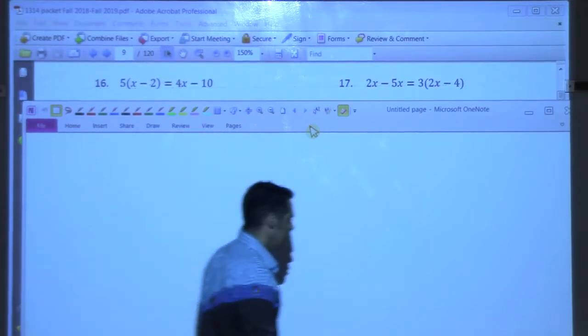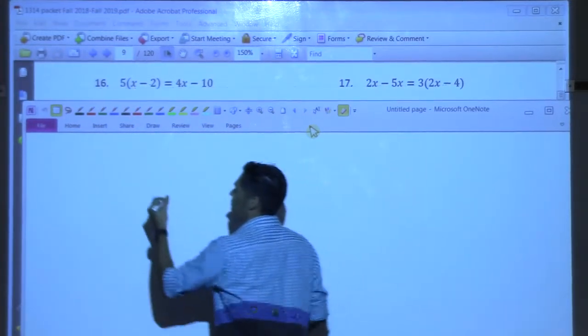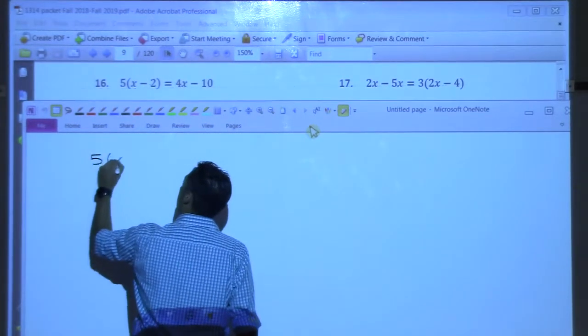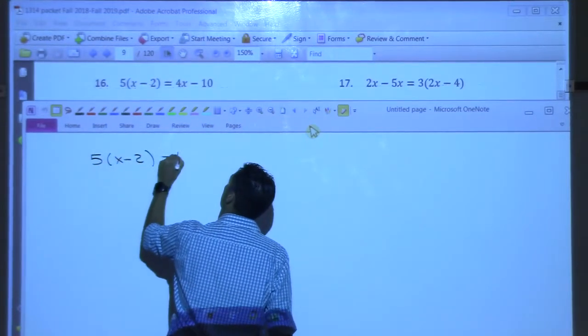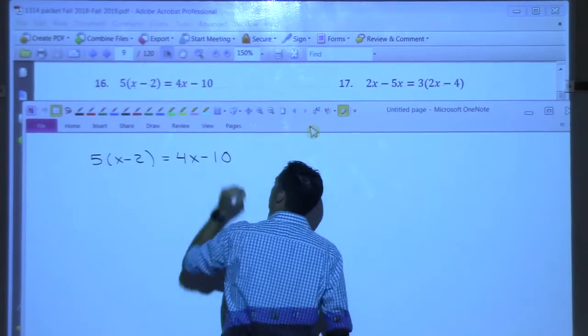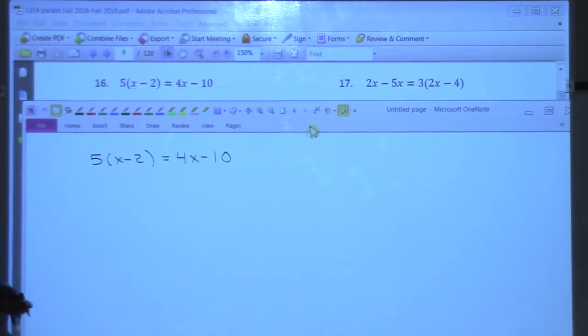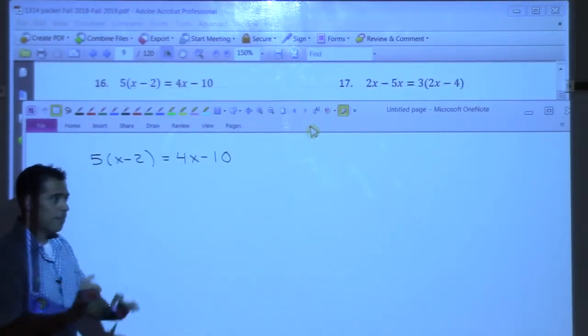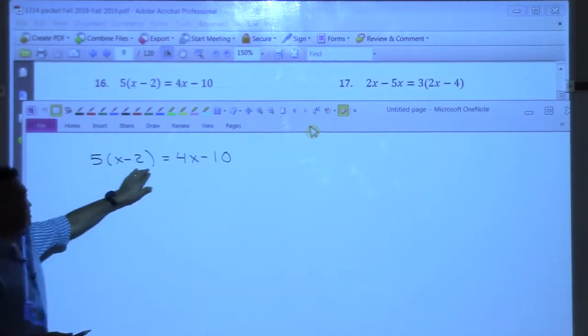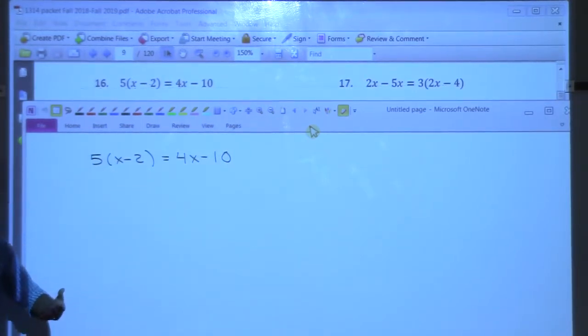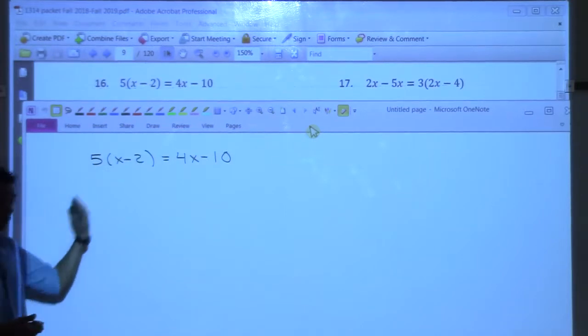What do you want to do first? Multiply the 5 times x minus 2. Okay, so 5 times x minus 2 equals 4x minus 10. So we're allowed to add and subtract things on both sides, multiply and divide by things on both sides. But before we do that, if we have parentheses, we have to remove those first.